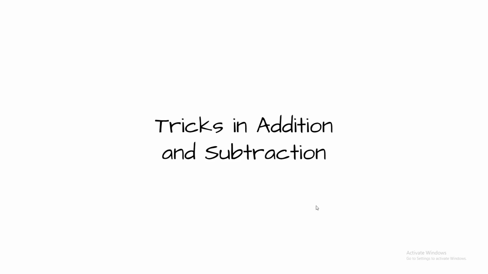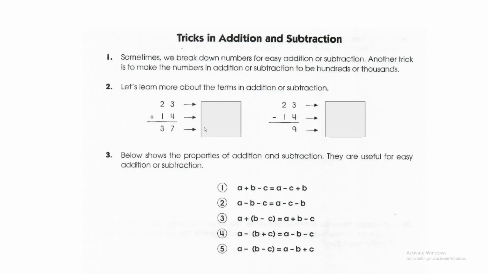Okay, so today we're going to be learning about tricks in addition and subtraction. Start with the basics. In addition, the numbers you are adding together are called the addends. The resulting number is called your sum.